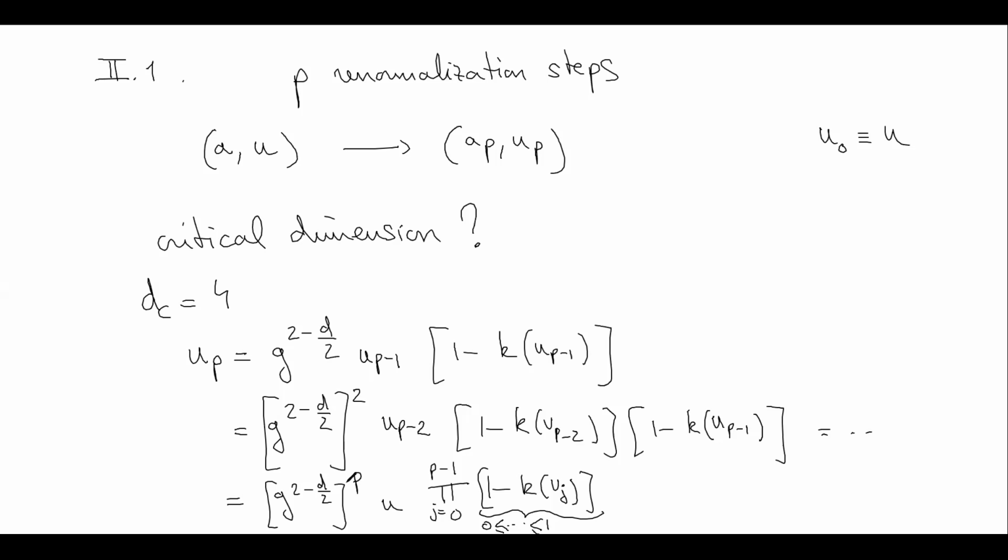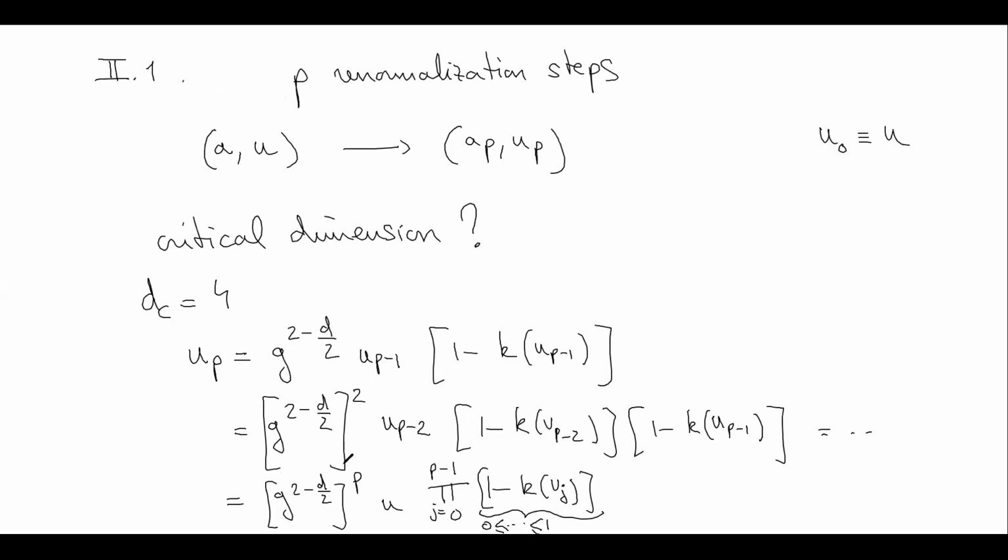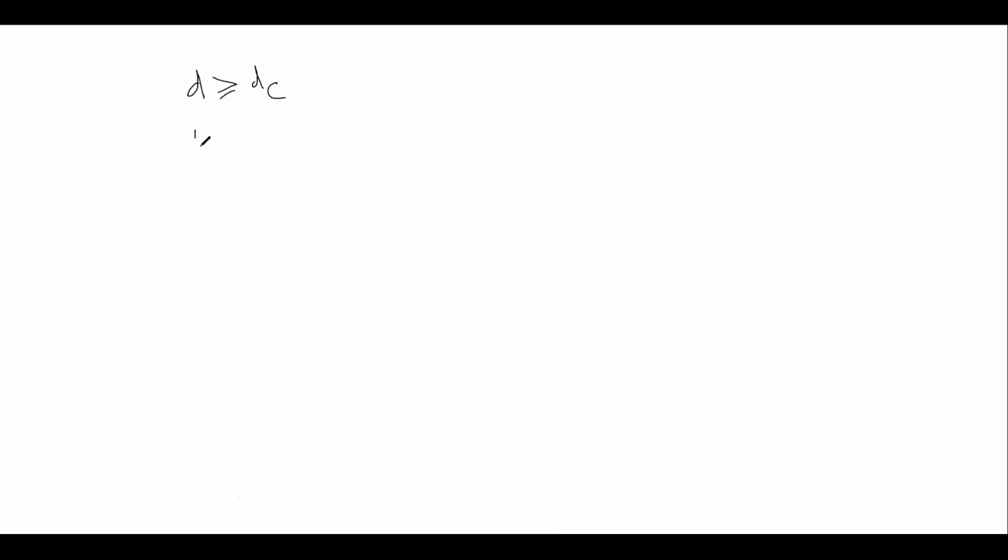But for sure, what we know is that if D is larger or equal to DC, well, this factor will now start to decrease as I increase P. So for sure, the total product will decrease. Therefore, U_P, when P goes to infinity, will tend to 0. Meaning that above the critical dimension of space, which is equal to 4, after a sufficient number of grouping iterations, you will kill the interaction.